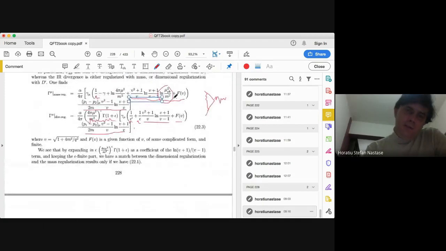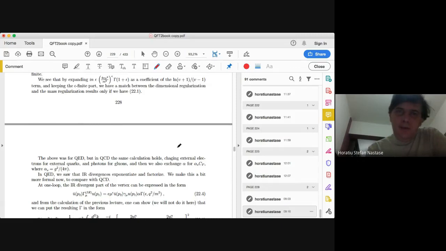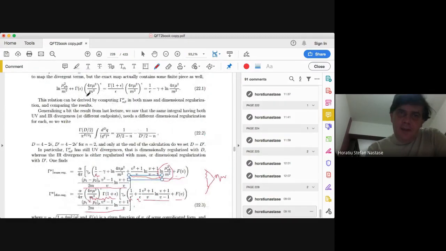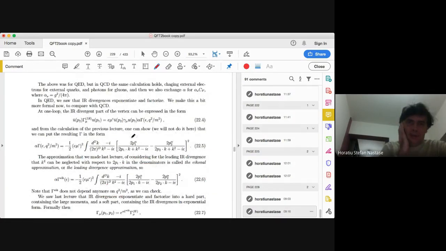All right, so the calculation in this case would be just the same. So in the case of QCD, we don't need to do anything. So we can still infer the same map between photon, now gluon, mass regularization and dimensional regularization, and also the same comment about the UV and IR divergences. Next, let's understand a little bit the issue of the exponentiation of IR divergences and of factorization.